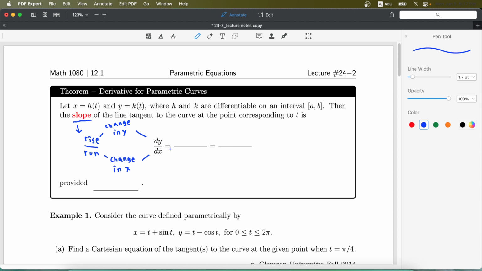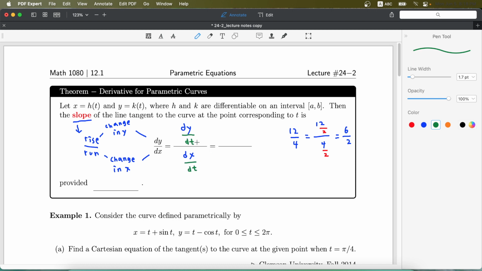For example, if you have 12 over 4, we can divide both top and bottom by a non-zero number. For example, I can divide both top and bottom by 2 to get 6 over 2. 12 over 4 is the same as 6 over 2. So we can divide both top and bottom by the same thing. Here, I will divide both top and bottom by dt.